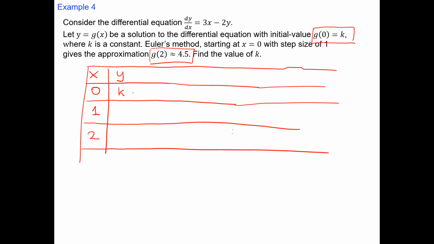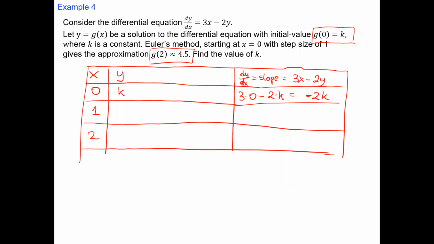Then we can compute, I can keep this, we can compute dy dx, slope, right? That's the slope. We need the slope in order to get the other values. And slope is defined as 3 times x minus 2y. 3 times 0 minus 2 times k, which is actually negative 2k. Okay, negative 2k. Okay, that means the next y value will be the value before plus the step size, but the step size is 1 times the slope, negative 2k.